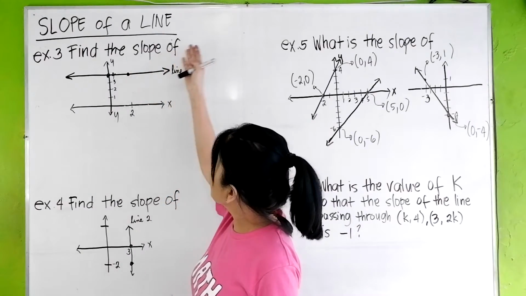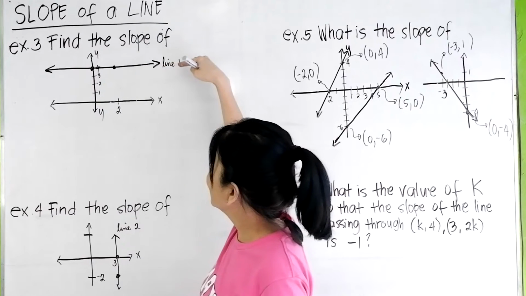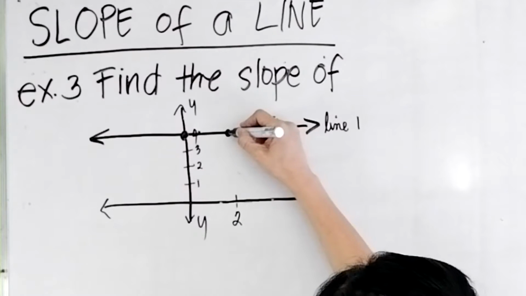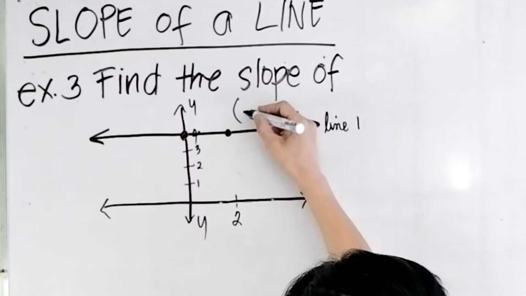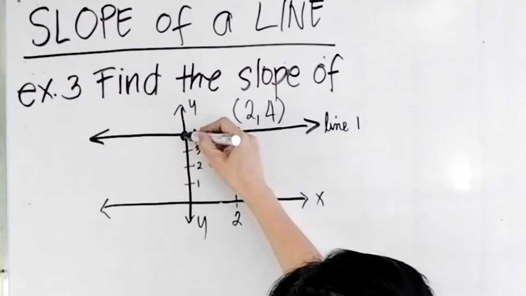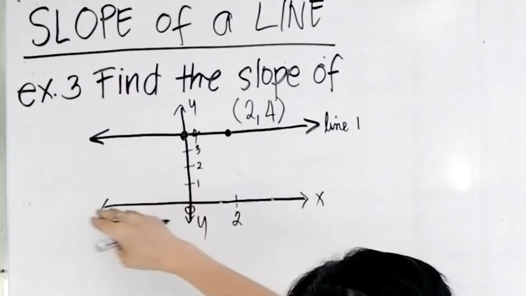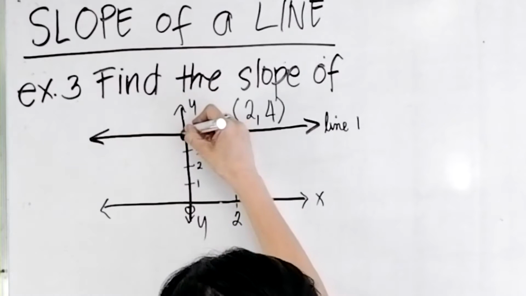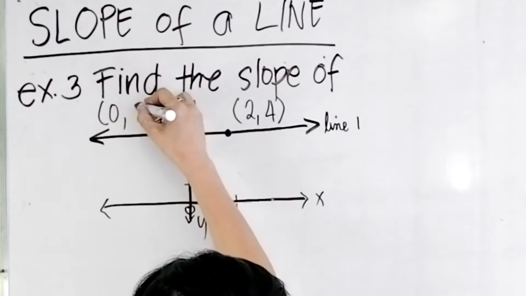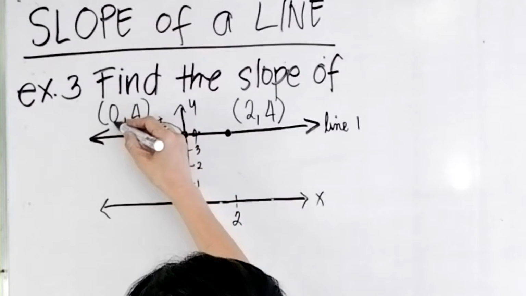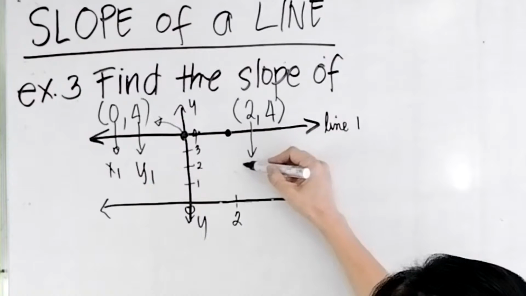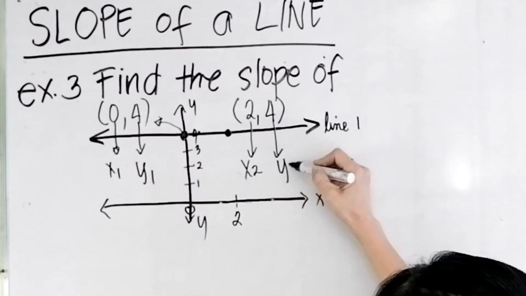Example 3. Find the slope of line 1. Line 1 is a horizontal line. So therefore, this has coordinates x is 2, y is 4. And this is the x-axis, y-axis. The coordinates of this point are x is 0 and y is 4. We let this be x sub 1, this is y sub 1, and we let this be x sub 2, and this is y sub 2.